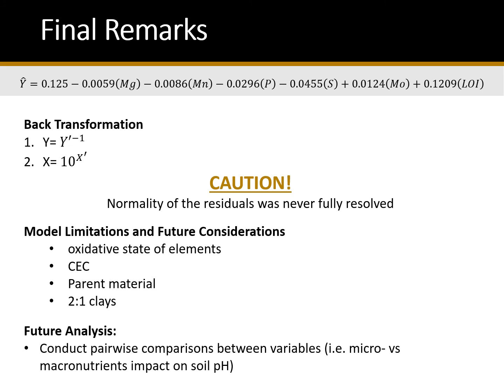The complete list of elements used to develop this best fit model are not the only ones present in the soil, and can be found in numerous complex forms and oxidative states. Other soil properties such as cation exchange capacity, parent material, and the presence of 2-to-1 clays can also play a role in soil pH.